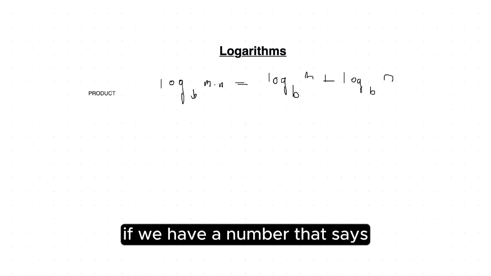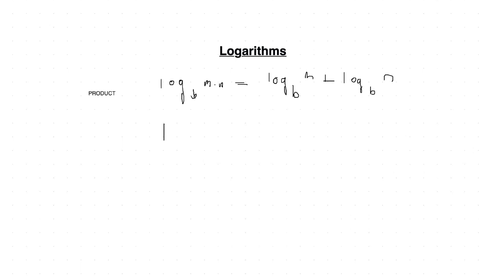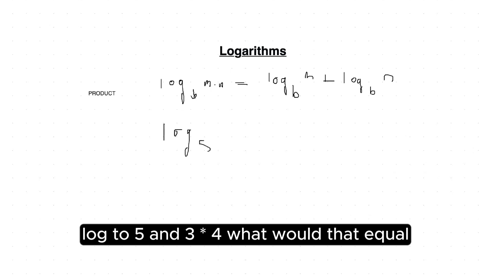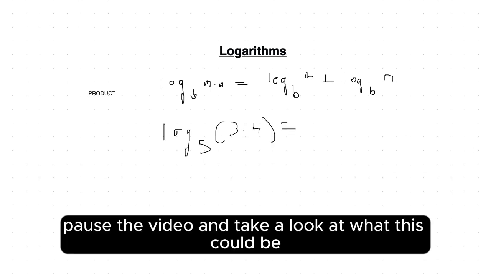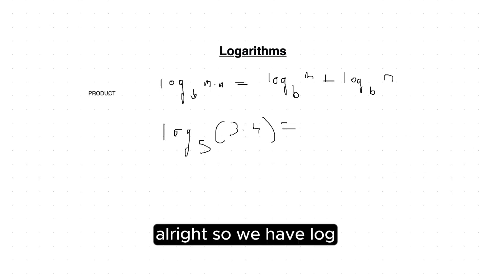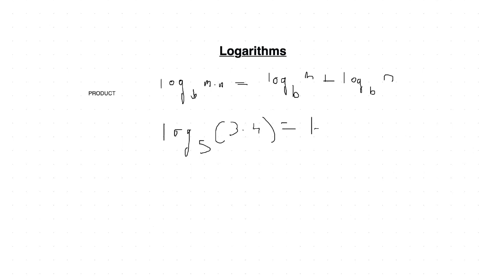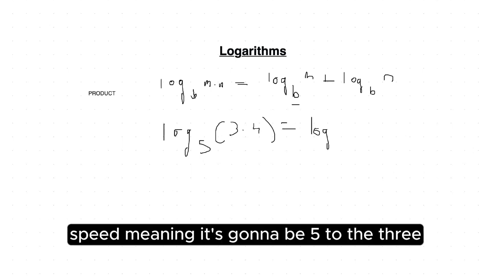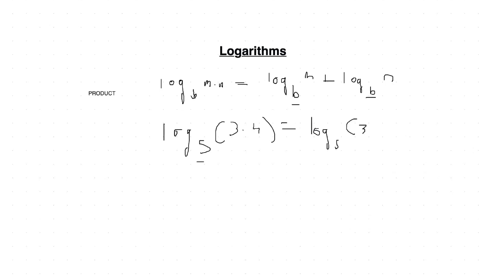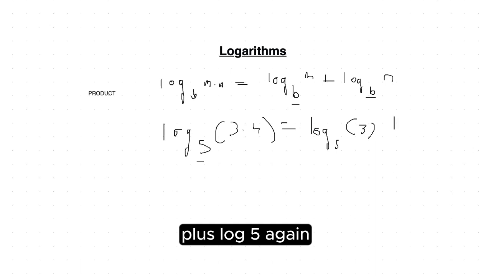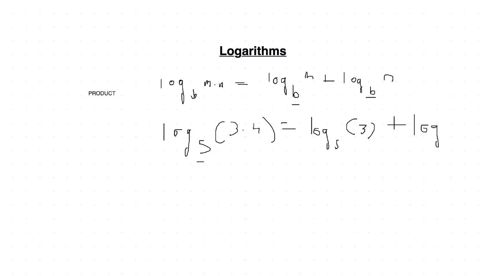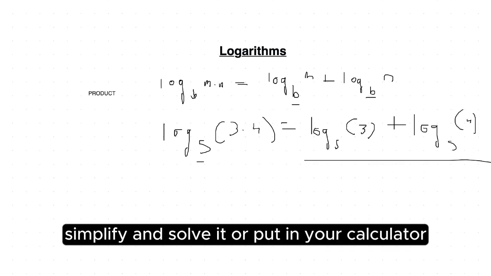For example, let's put in numbers. If we have log to the base 5 of 3 times 4, what would that equal? Pause the video and take a look at what this could be. All right, so we have log, and the base will be the same for both of them, b, meaning it's going to be log 5 of 3 plus log 5 again of 4. And this makes it much easier to either simplify and solve it or put in your calculator.